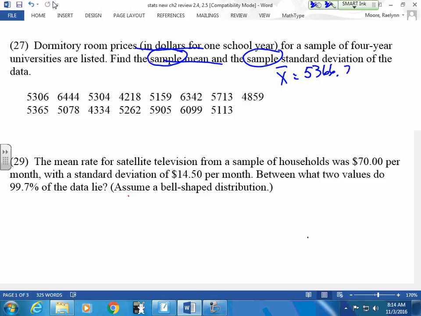So you should have gotten this, right? Now, do I use my SX or do I use my sigma X for standard deviation? SX, why? Sample. Sample starts with an S. Use the SX. This is your sample standard deviation. And your sample standard deviation, again, should be the same decimals as this guy. So these are dollars.